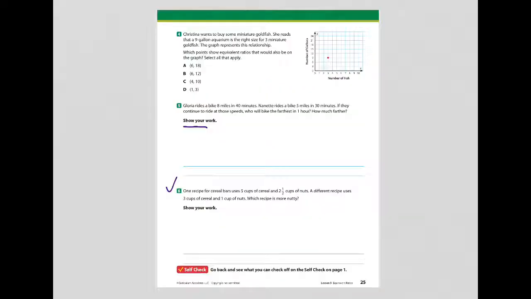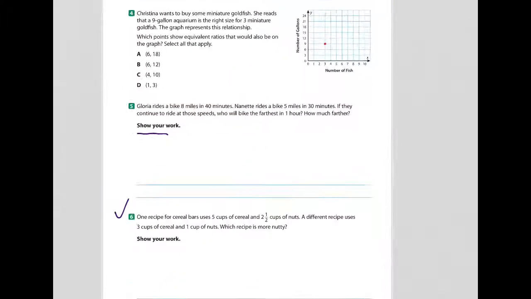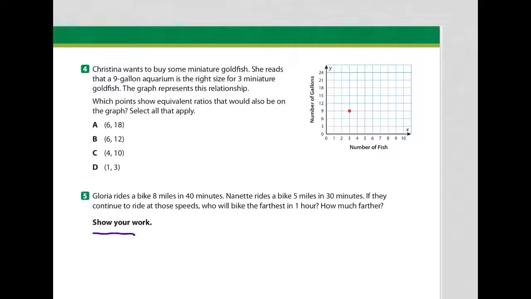All right, so let's go on to the next page, number 4. So this says, Christina wants to buy some miniature goldfish. She reads that a 9-gallon aquarium is the right size for 3 miniature goldfish. The graph represents this relationship. So it says, which points show equivalent ratios that would also be on the graph? Select all that apply. So that means there can be more than one answer.